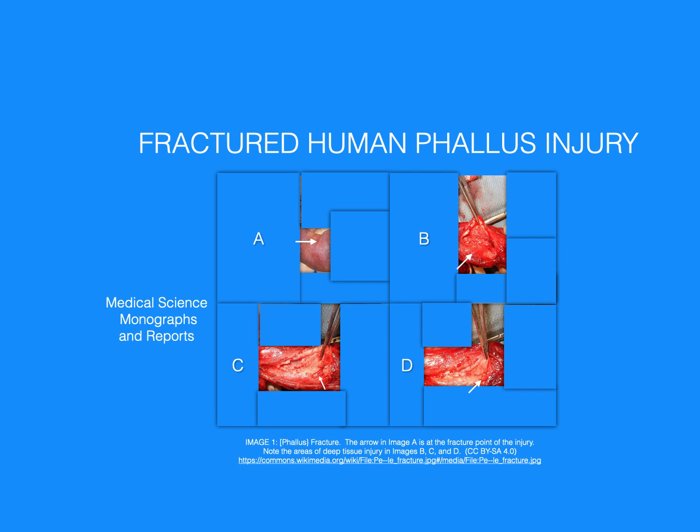Fractured human phallus injury. Image 1. Phallus fracture. The arrow in image A is at the fracture point of the injury. Note the areas of deep tissue injury in images B, C, and D.